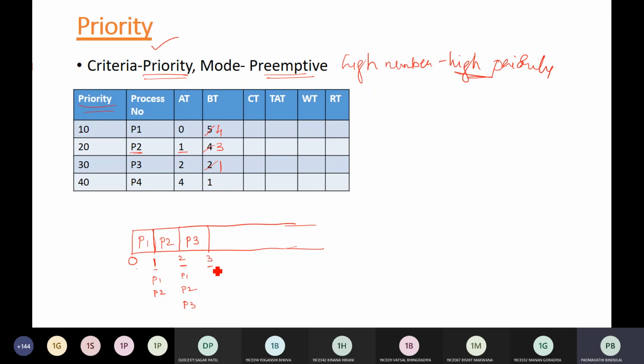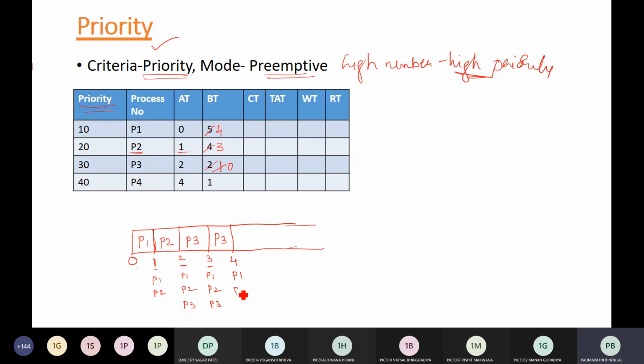Okay, at the third instant I currently have in my system P1, P2 and P3, and no other process has arrived till the third instant. So again, out of these three, which process is having highest priority? P3 only. So P3 I am executing for one more instant, that is up to the fourth instant. So its burst time will now be 0. So now at the fourth instant, after completion of P3, you can remove it from the queue.